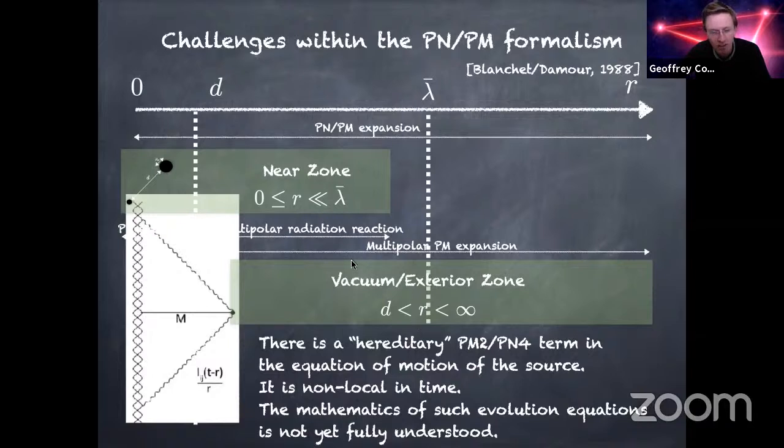It's interesting that this appears at 4 post-Newtonian order, because the first back reaction appears at 1.5 PN order, and the radiation reaction is already at 2.5 PN. So this one appears at 4 post-Newtonian order. So there start to be challenges for the near zone binary equation of motion at 4 post-Newtonian order.